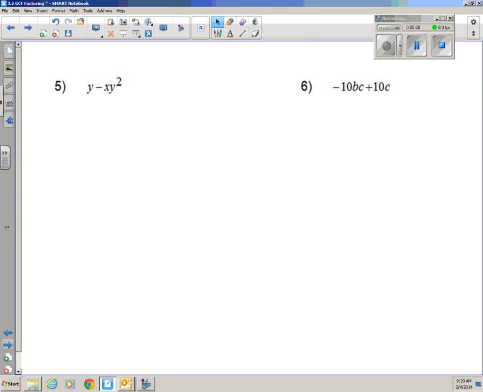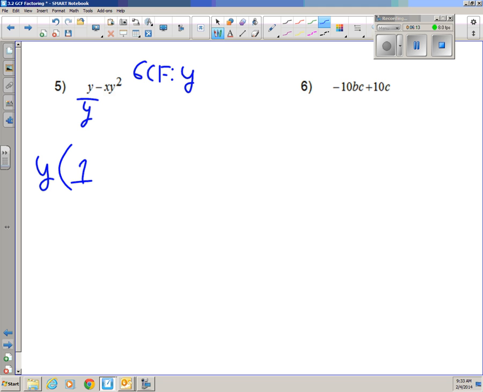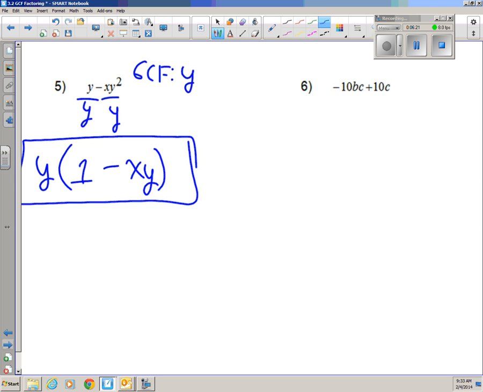Number 5, GCF. There are no numbers except one, but in terms of variables, the common variable is y, and the smallest power is just y. So my answer becomes y, open up a parenthesis. Well, y divided by y is just 1. Minus xy squared divided by y is just xy. There's your final answer. Again, you can multiply back and you'll see that you'll get the answer that you need.